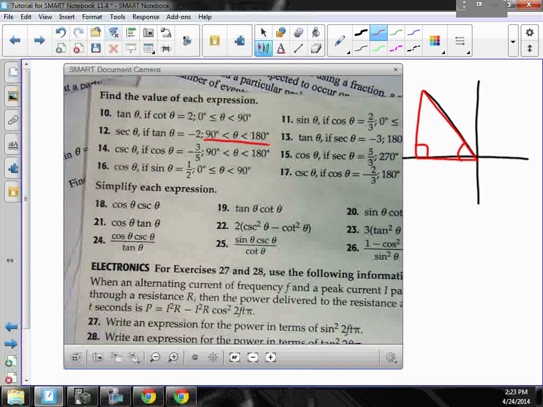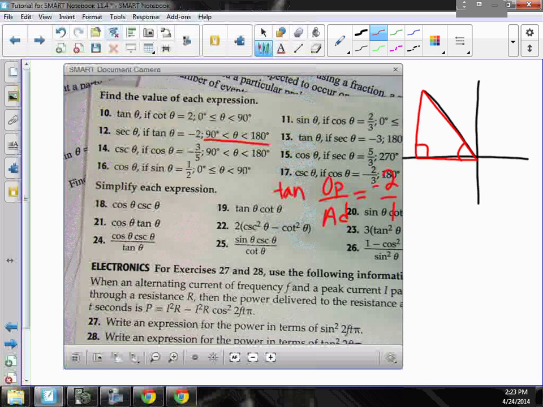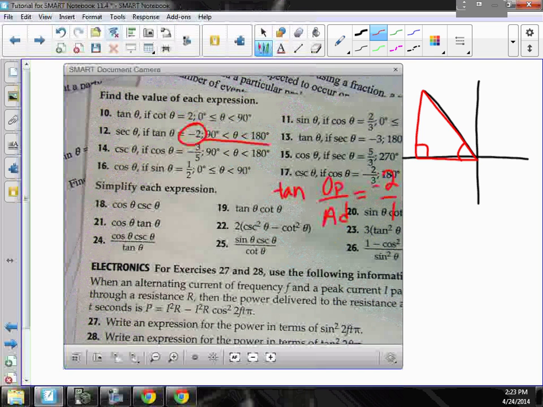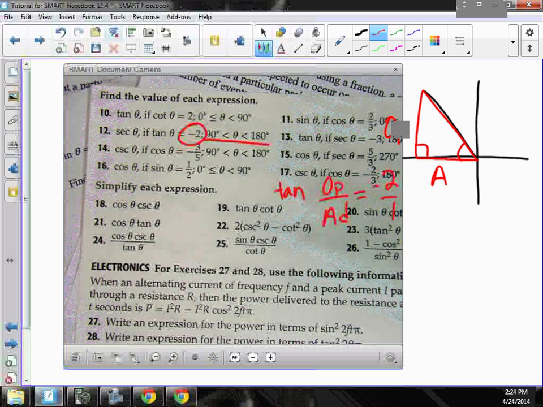Got that? Well, tangent is opposite over adjacent, which is equal to -2 over 1. From there, but which one is actually negative? The opposite or the adjacent? This is 12. Well, in quadrant 2, this is adjacent and this is opposite. Which one gets the negative? The adjacent is -1 and the opposite is 2.